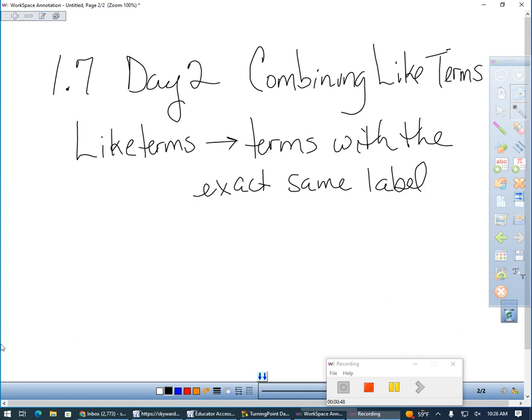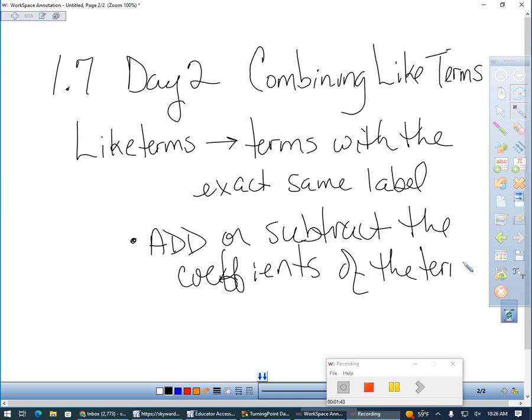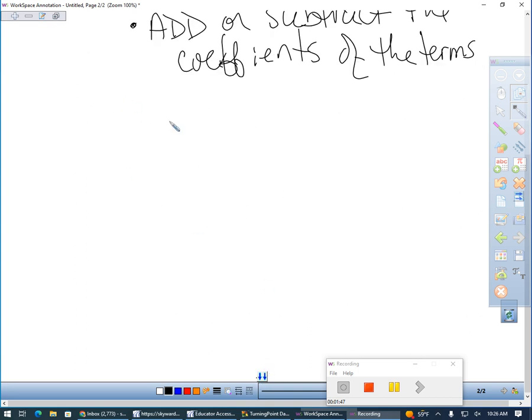All right, so here is the basic idea. When you are combining like terms, it means that we are going to add or subtract the coefficients, again another vocabulary word, of the terms, plural, sorry. Terms, there we go. All right, so here is an example.